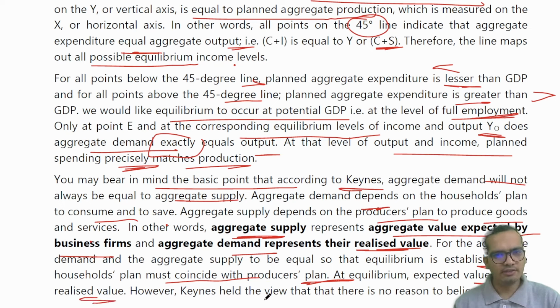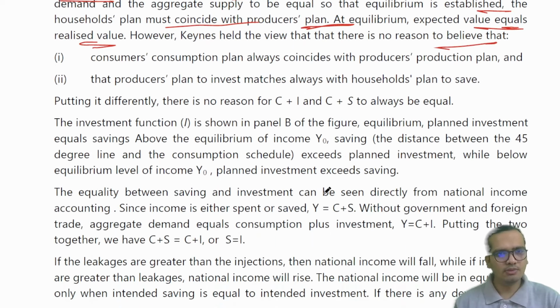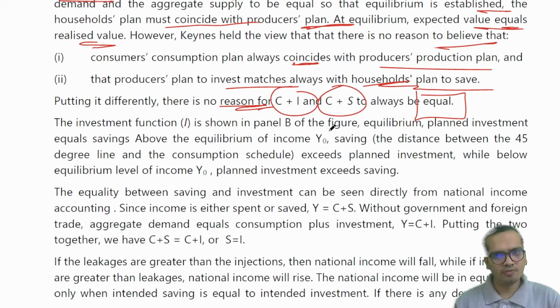However, Keynes held the view that there is no reason to believe that consumers' consumption plan always coincides with producers' production plan, and that the producers' plan to invest always matches the households' plan to save. Putting it differently, there is no reason for C plus I and C plus S to always be equal.